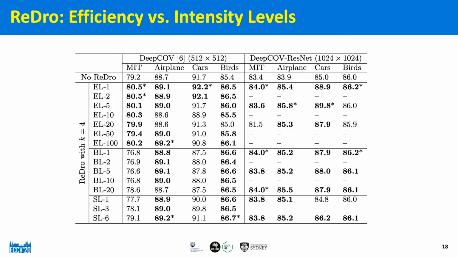In this experiment, we apply ReDro at different intensity levels on two networks with different backbones. From the figure, we can see that at many intensity patterns, ReDro is able to achieve better results than the baseline. Here, we use k-value equal to 4. The selection of k-value will be discussed in the following slides.